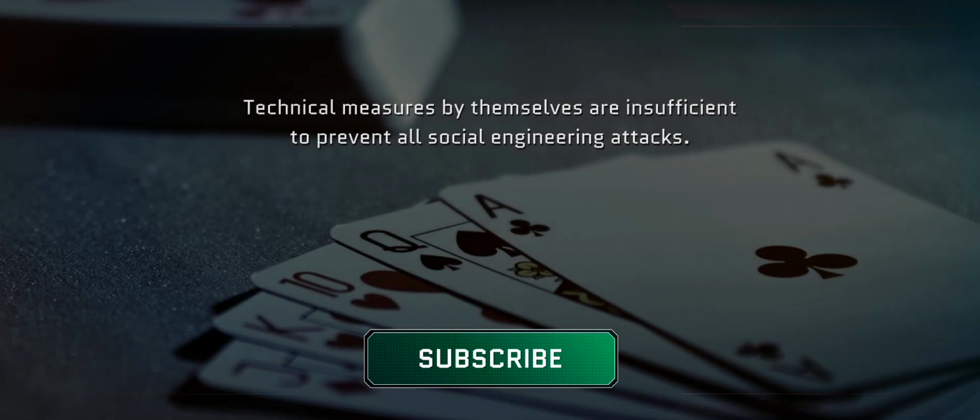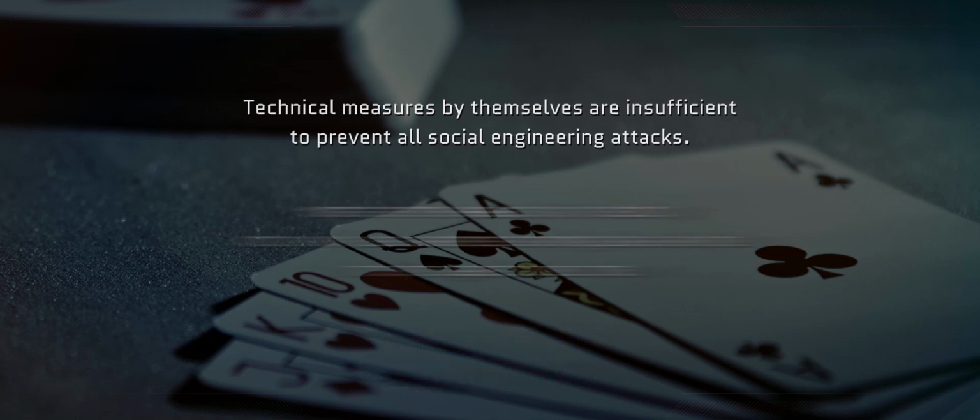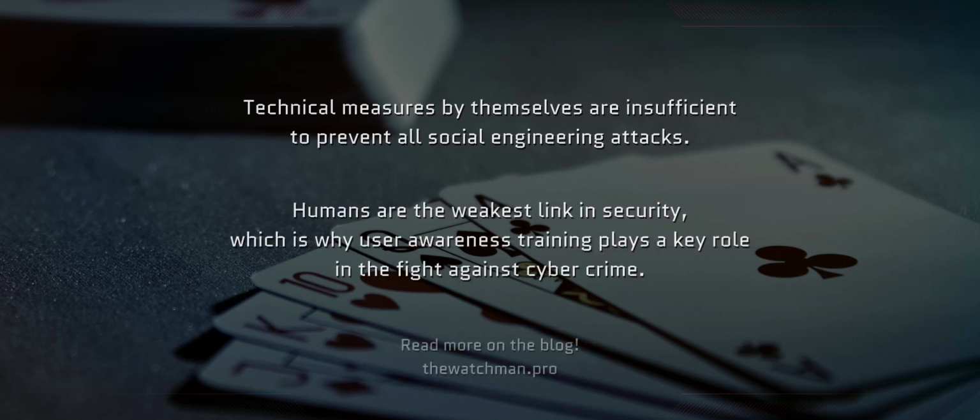While technical measures are indispensable, they are no substitute for user awareness training and employee education. Humans are the weakest link in security, which is why social engineering attacks have been and will continue to be among the most common techniques to gain initial access.